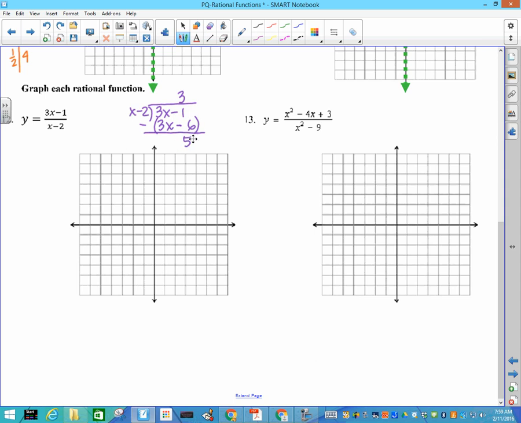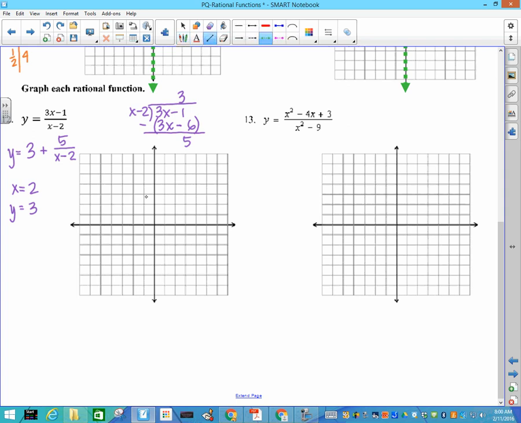Okay, and that's kind of an important number because that's what's helping us not have to plot a bunch of points. So when we write this as a sum, remember this is y equals, we always start with the quotient, plus the remainder over the divisor. From here I have a vertical asymptote of x equals 2 and a horizontal asymptote of y equals 3.